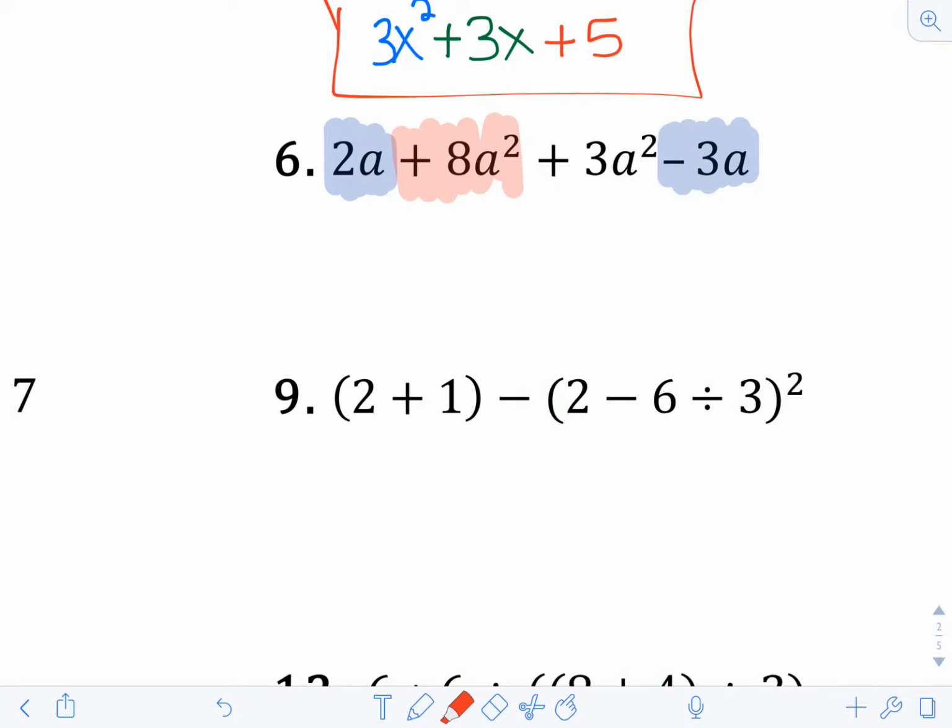Okay, so the only other thing though is that I have an 8a squared, and that is different than an a. They look just alike. The 8a squared looks just alike with the 3a squared. So I'm going to highlight this positive 3a squared. So they have to look the exact same way.